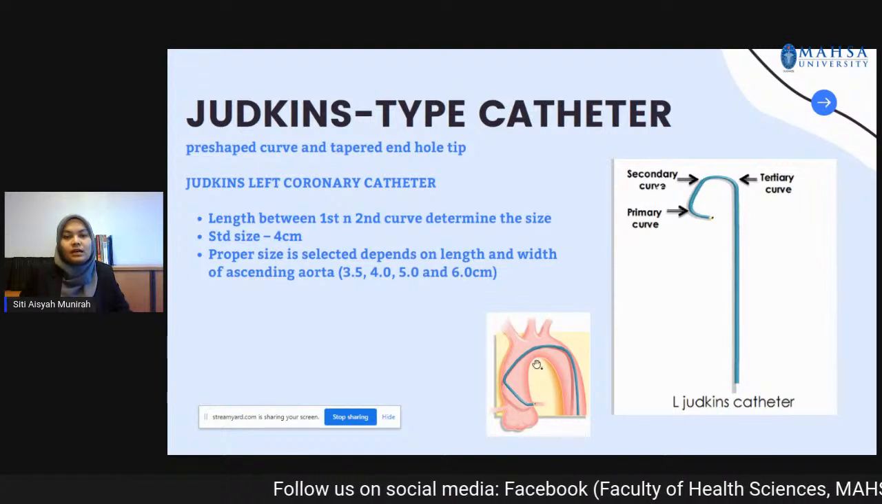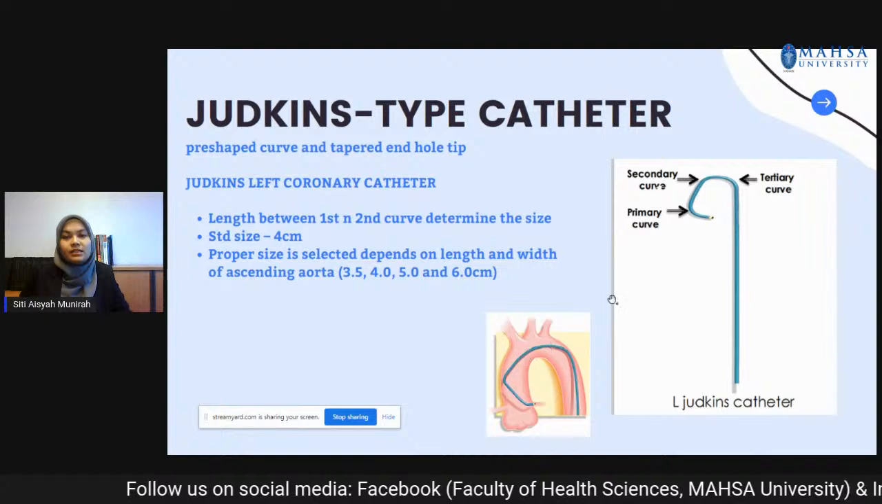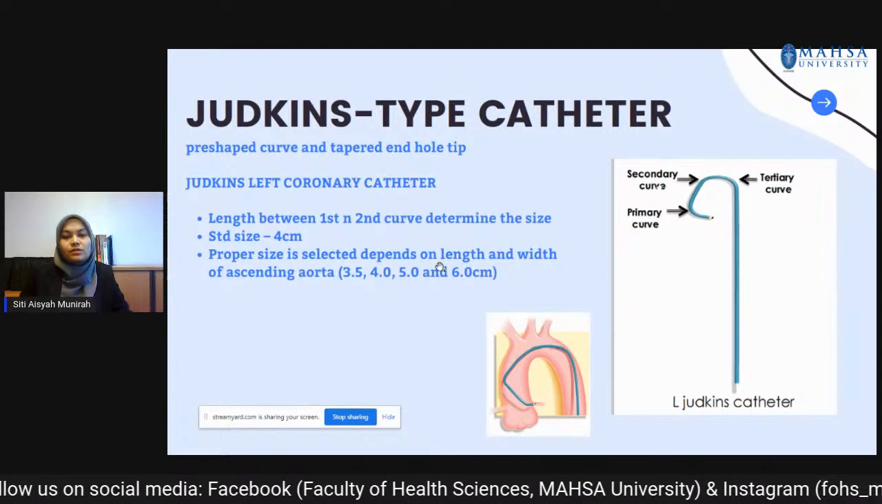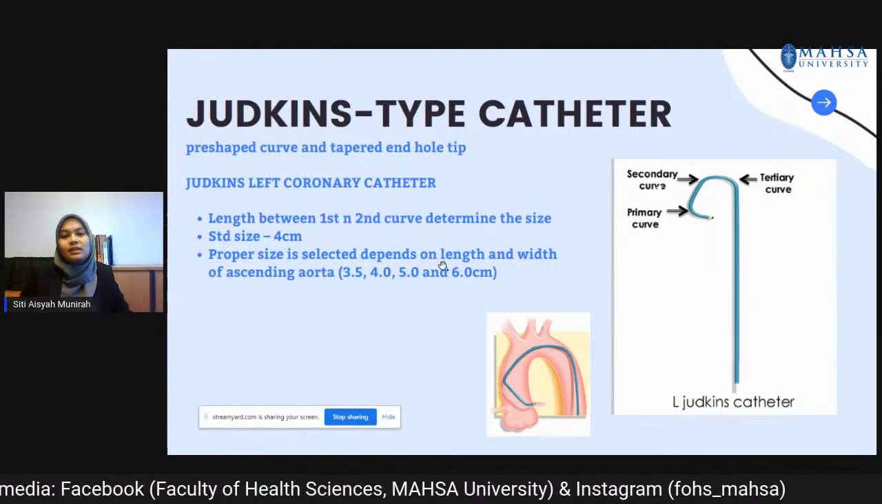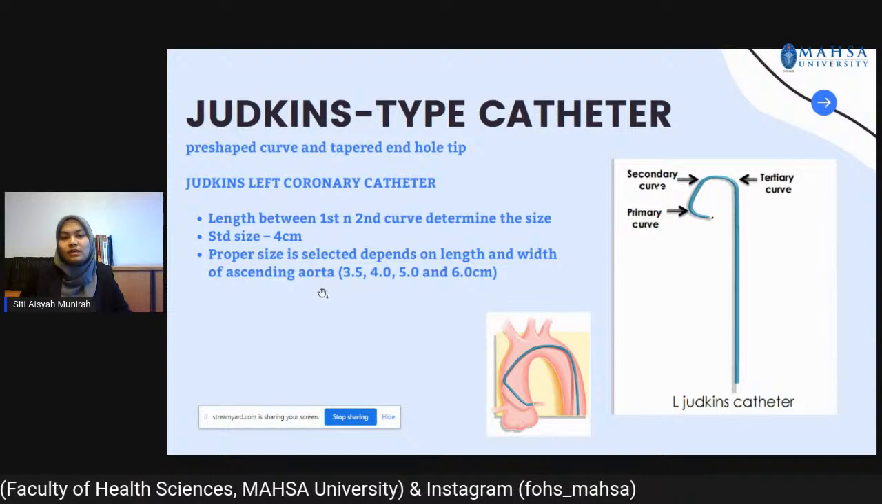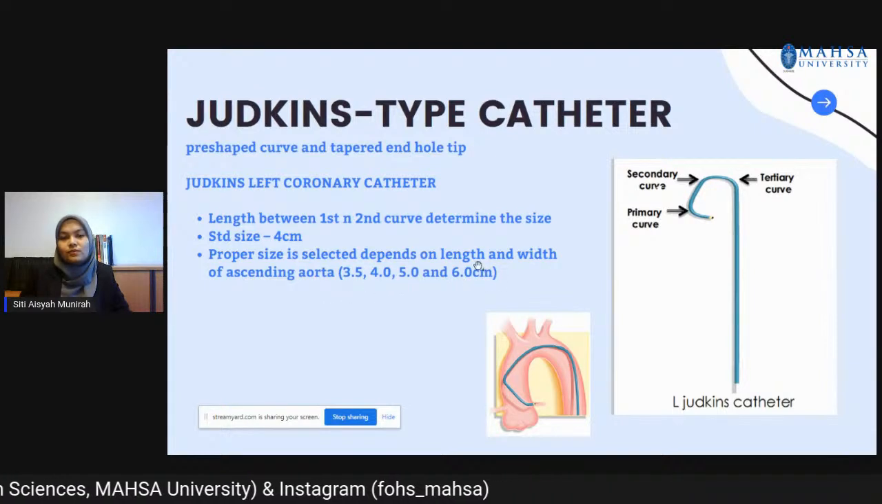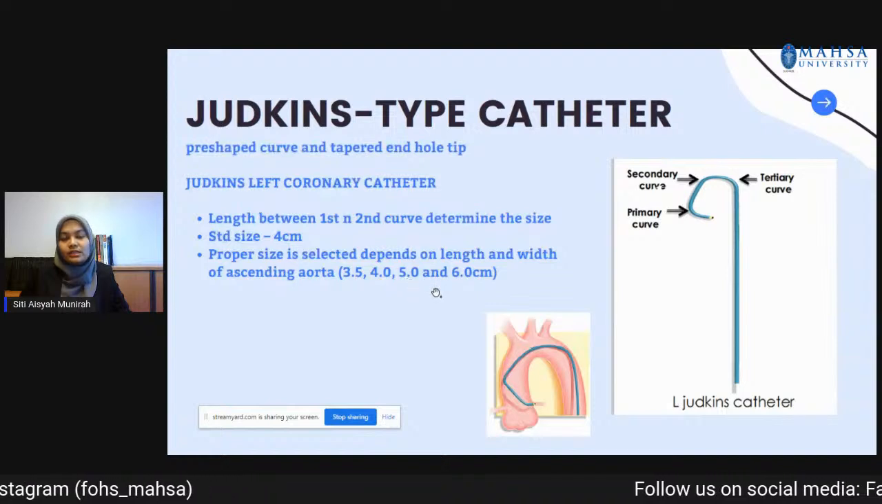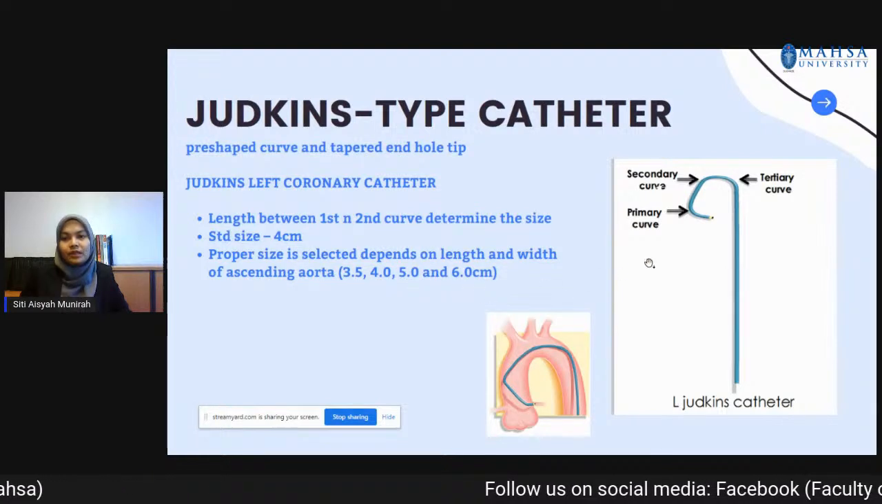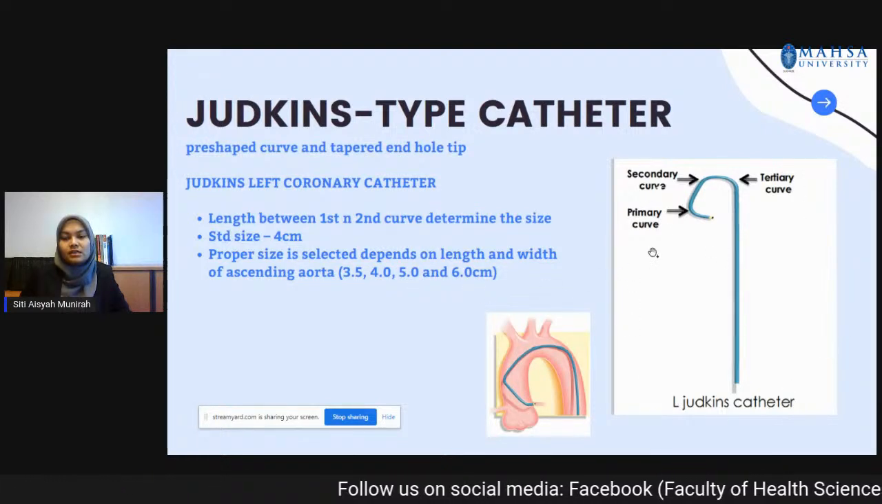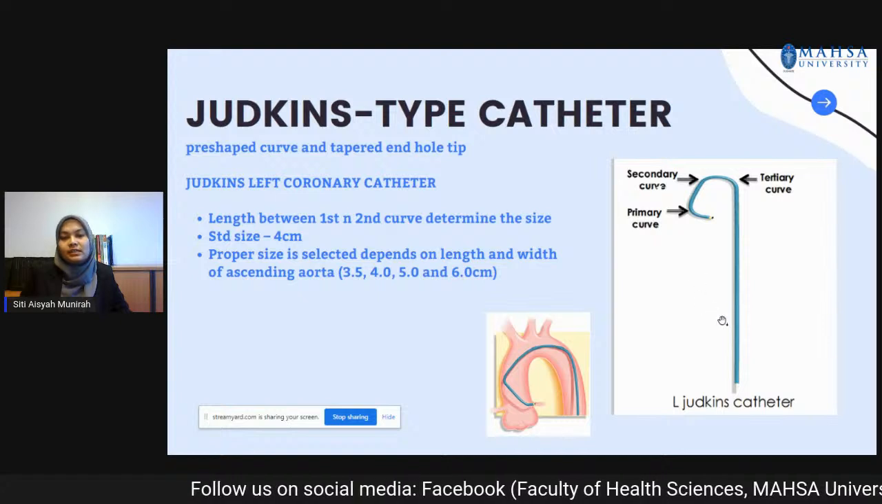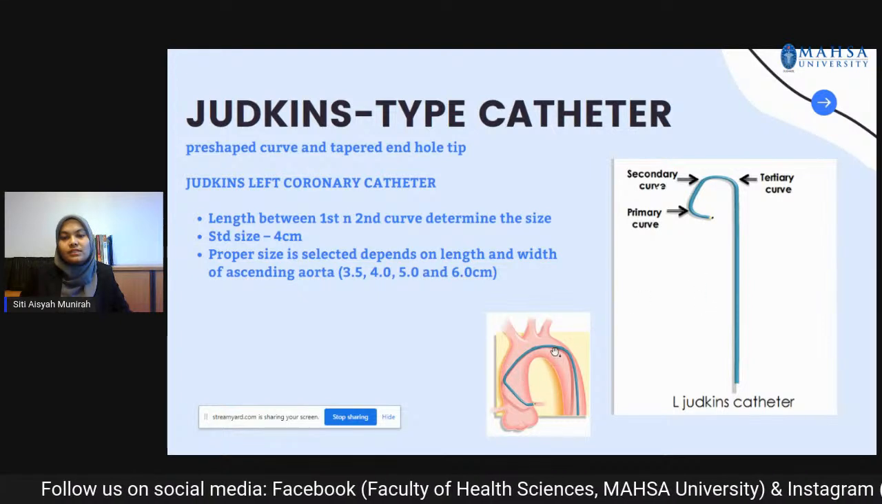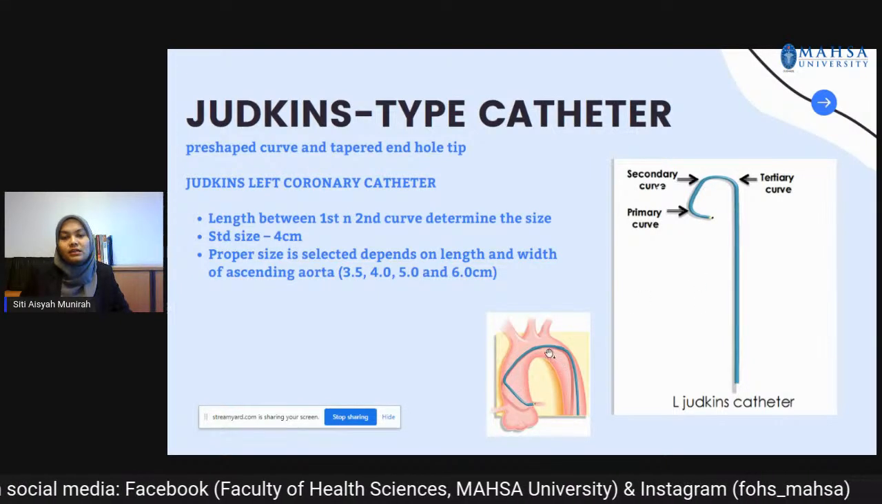The length of this catheter is selected depending on the length and the width of the aorta. So you have a variety of sizes, for example, 3.5, 4.0, 5.0, and also 6.0. On the right side is the image of the Judkins left catheter together with the image of this catheter inside the aorta here.